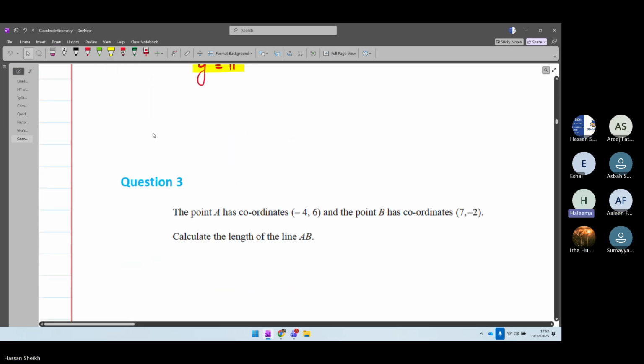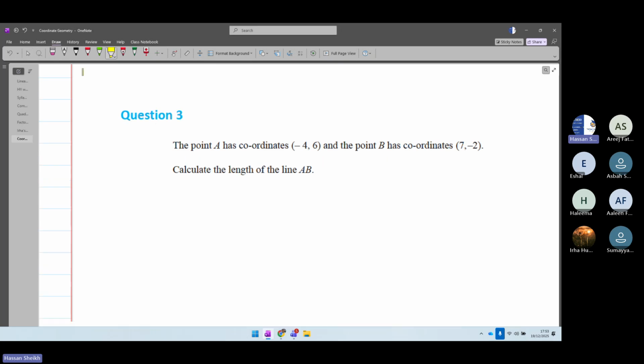Question number 3. The point A has coordinates minus 4 comma 6. Point B has coordinates 7 comma minus 2. Calculate the length AB, the length of the line AB. What does this length of the line AB mean?